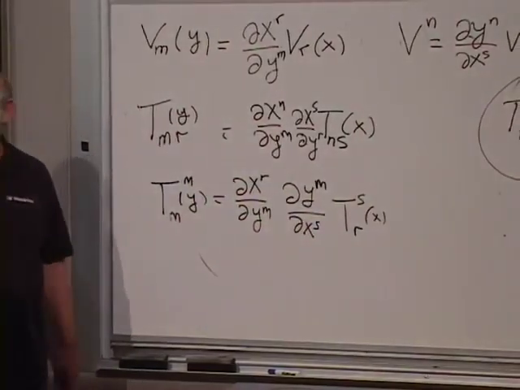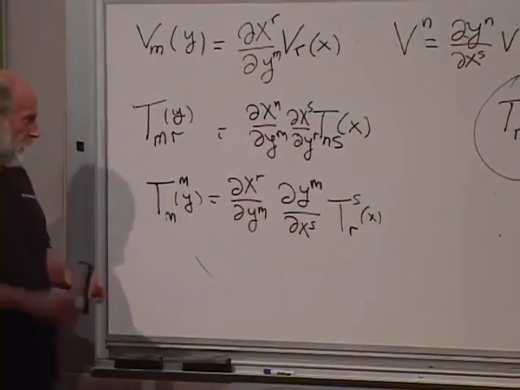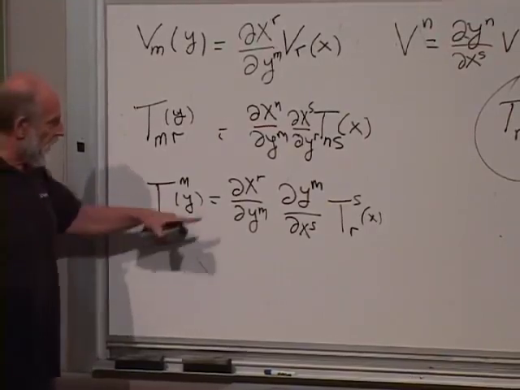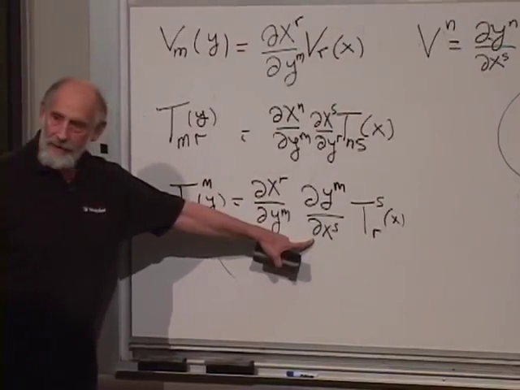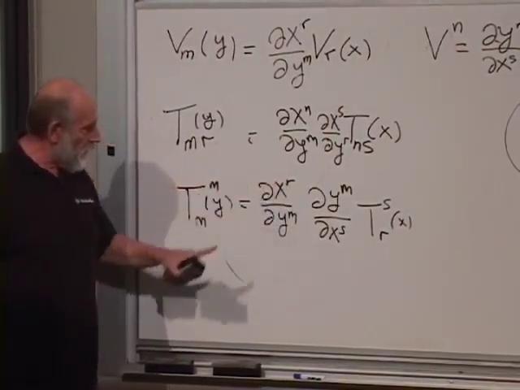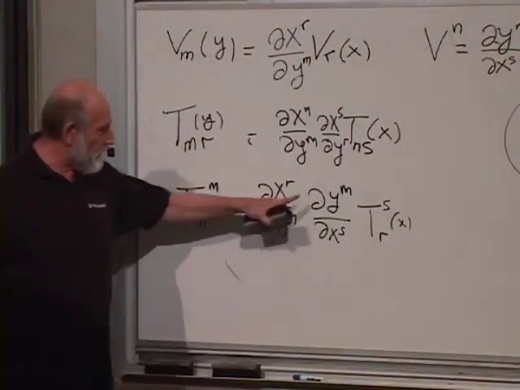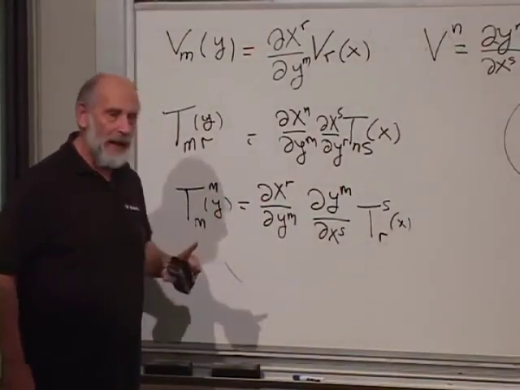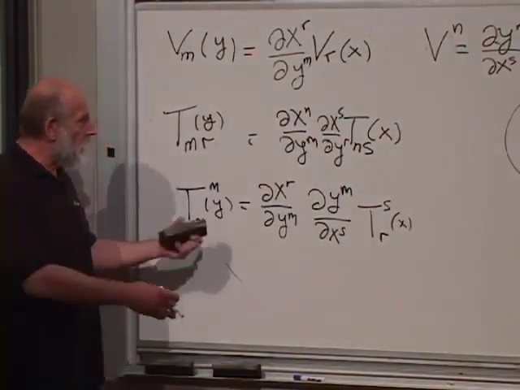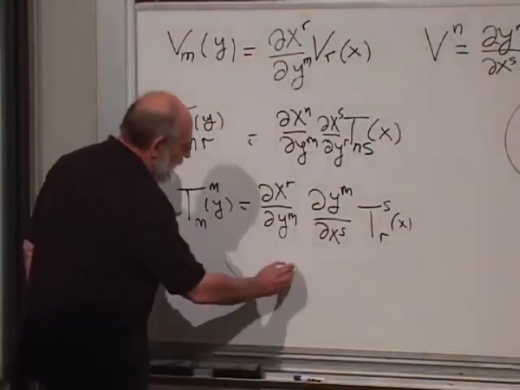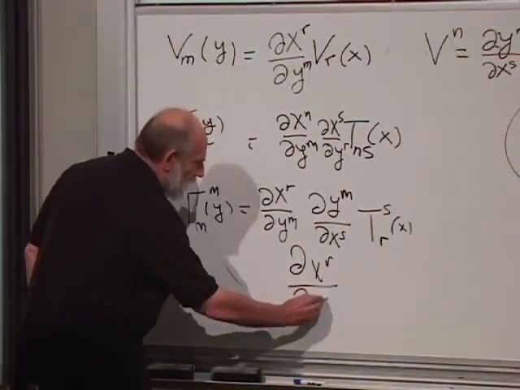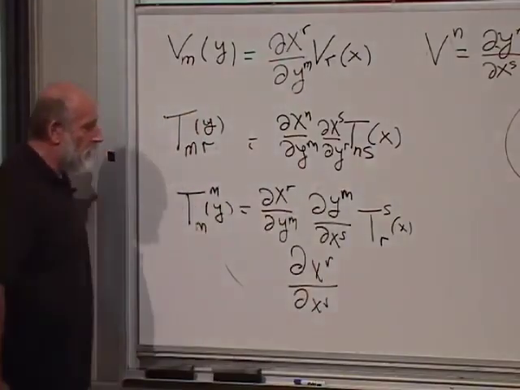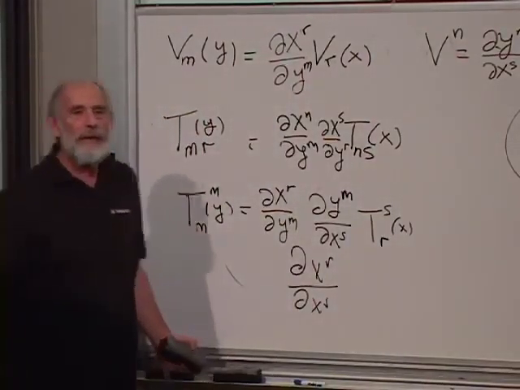Anybody know? That's the Kronecker delta. It's really just the derivative of x^r with respect to x^s. The derivative of x^r with respect to y^m times the derivative of y^m with respect to x^s, summed over m, is the same as the derivative of x^r with respect to x^s. Just cancel out the y^m. Well, what's the derivative of x^r with respect to x^s?